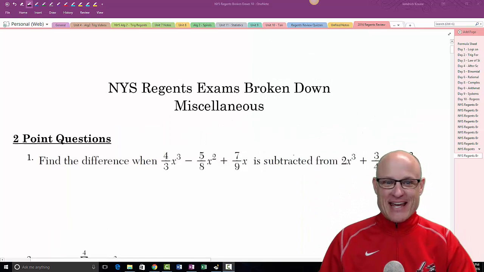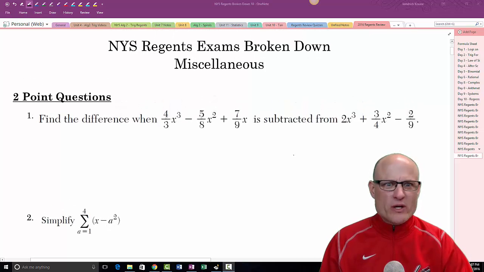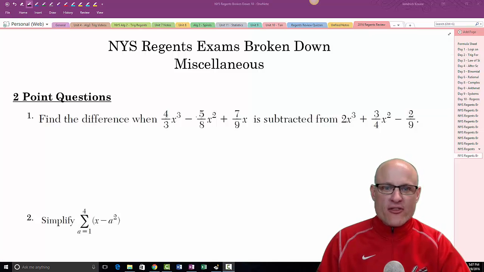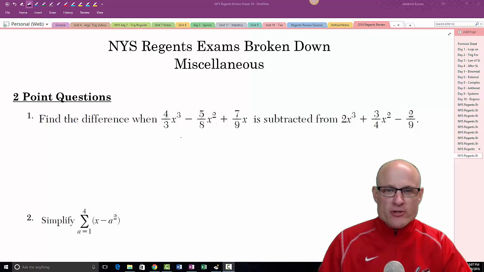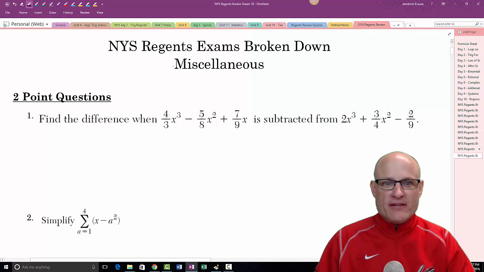Okay, kids, this is day 10, breaking down 10: Miscellaneous. This is all the weird stuff, all the things I couldn't quite put in one other area, all the things that you could see as a part 2, part 3, or part 4 question. So we'll get through this rather quickly, but if this is your first one of these, you probably want to see the other ones, especially the trig and the logarithms ones. Those are kind of difficult.